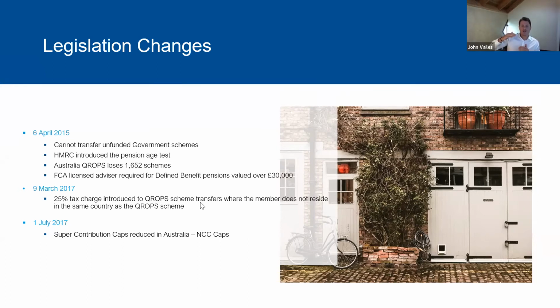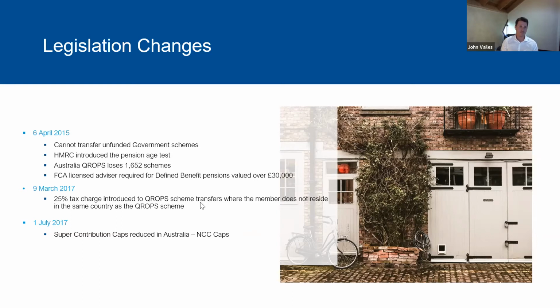If your transfer value is above £30,000, you do need a pension transfer specialist to advise you on that. And actually, all three of us on the call today are PTSs. It's HMRC's way of making sure that every member who is considering moving out of a DB scheme goes into it with their eyes wide open.